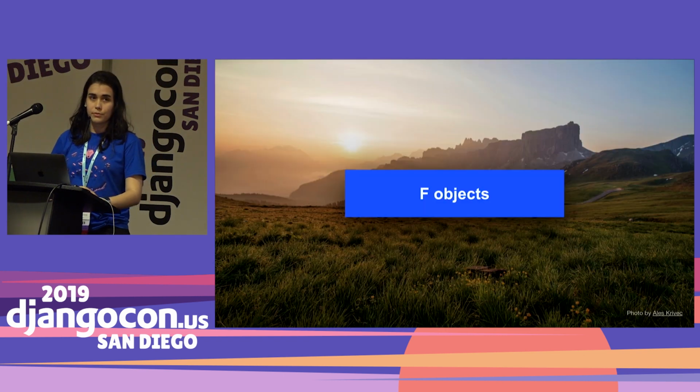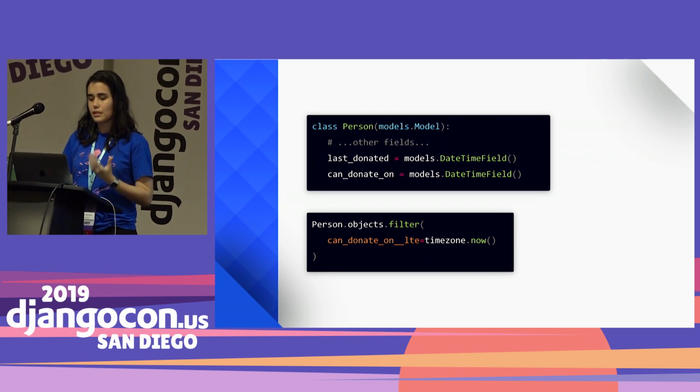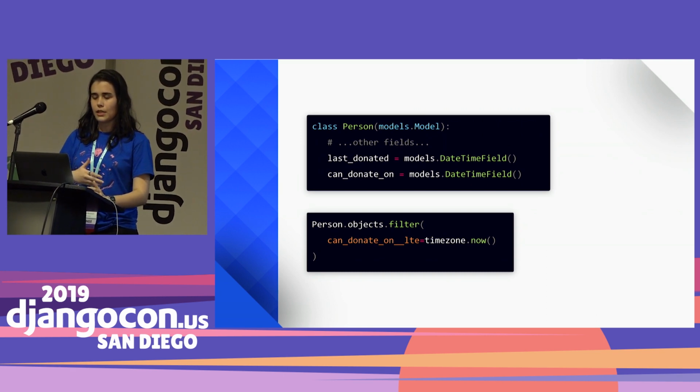Another base resource which is very useful for queries is called F expressions or F objects. To start with it, I want to show an example first. According to the American Red Cross, people can donate blood every 56 days. So we have our person model here that you already know about, with the fields last donated and can donate on.